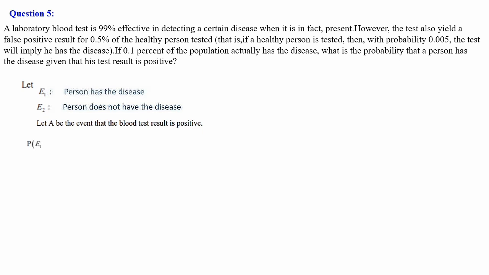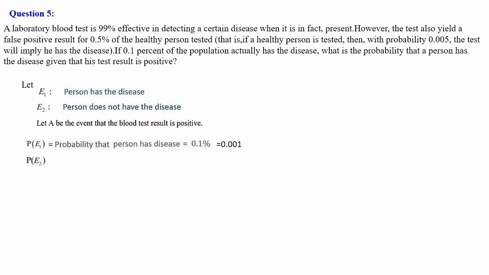And let's write P of E1. P of E1 is given here. Unlike the previous questions, this is the last statement it is given: 0.1% of the population actually has the disease. Means the probability that a person has the disease is 0.1%. That is 0.1 by 100, that is 0.001.